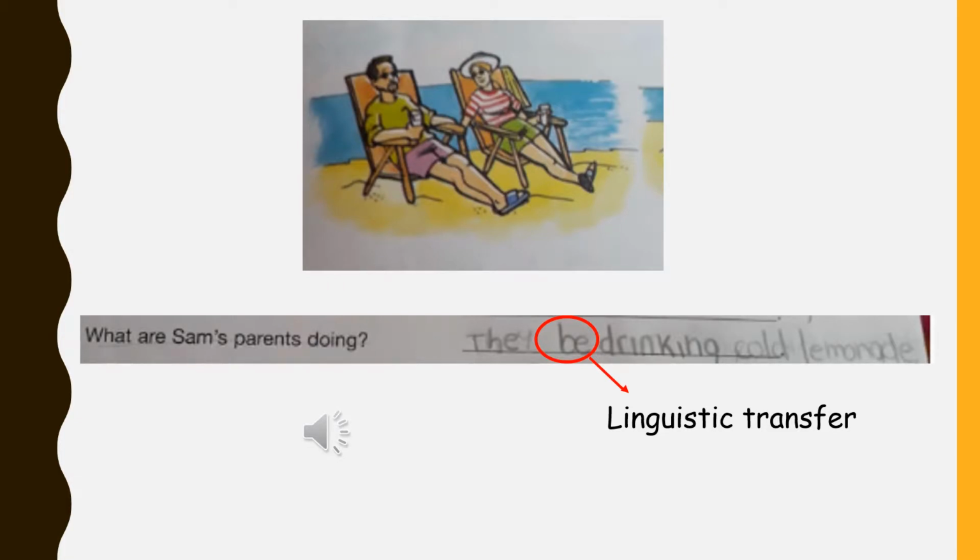In this case, the question: what are Sam's parents doing? The answer: they be drinking cold lemonade. Present and linguistic transfer, because the guy is confusing the verb to be and the transfer. They are making a direct translation from their native language. The correct answer is they are drinking cold lemonade.